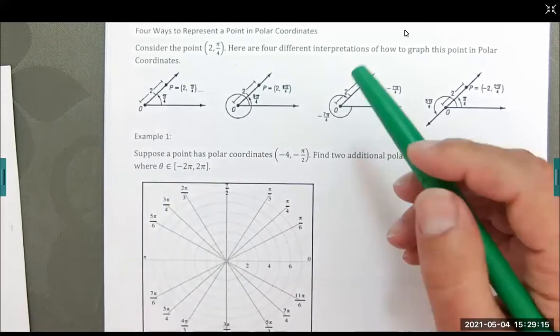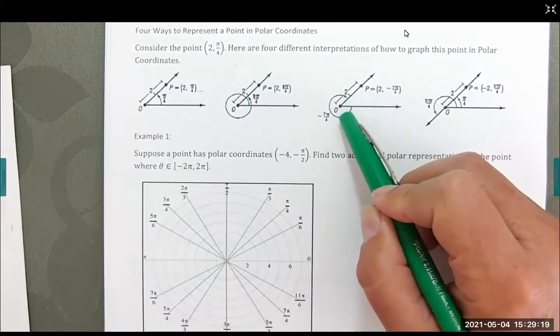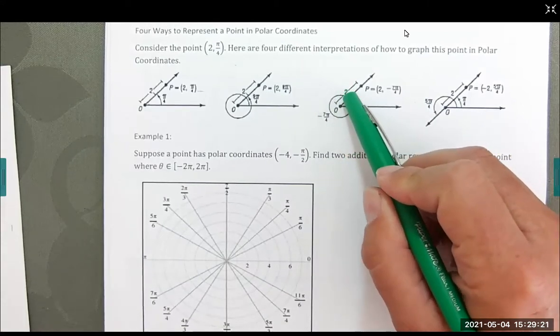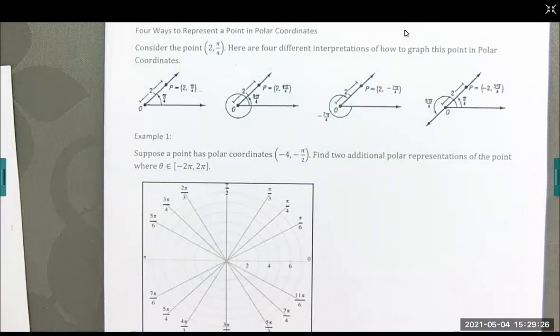Another way to do this would be to go backwards. So if we go clockwise, which is a negative angle, we go negative 7 pi over 4. And then from there, we go out a distance of 2, a radius of 2.